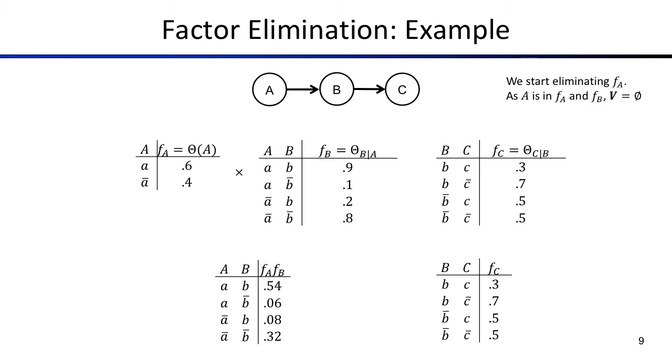For instance, this entry here mentions A true and B true. So we're going to multiply 0.6 by 0.9, which gives 0.54. This entry here mentions A and not B. So we're going to multiply this one by this one here. It's going to be 0.6 times 0.1, which is 0.06, and it continues doing that for all the entries. So we have as resulting factor this factor here, that is the multiplication of the factor A and the factor B. That's why we are calling it FA FB.